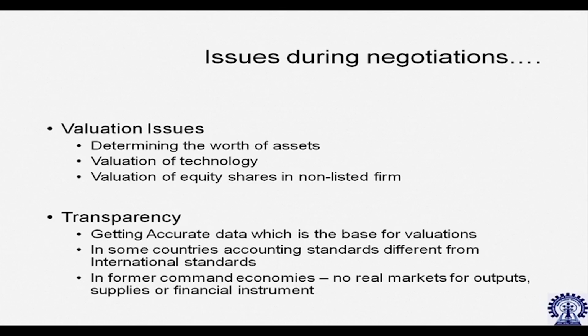Similarly, if it is a command economy, then you might not find any real market for output, suppliers or the financial instrument. So, getting some kind of understanding about the equity which you are purchasing or the asset which you are getting as a joint venture agreement is not quite transparent. So, negotiation on the transparency is a contentious issue in many joint venture negotiations.